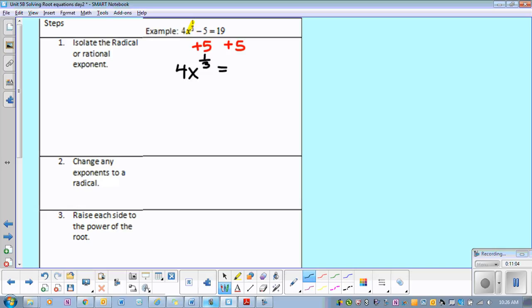What is 19 plus 5? 24. And remember, I'm still trying to get this x to the 1/3 all by itself. So what do I need to do with it? Not yet. Get rid of this 4. How do you get rid of that 4? Divide it. Since they're multiplying right there, you undo multiplication by division, right? And then we have x to the 1/3 equals 6.